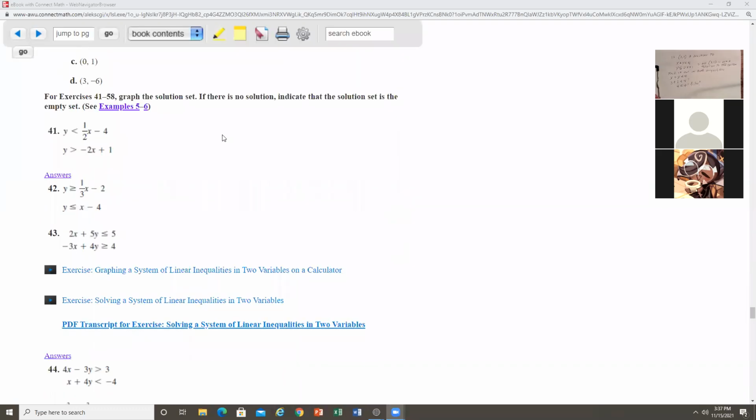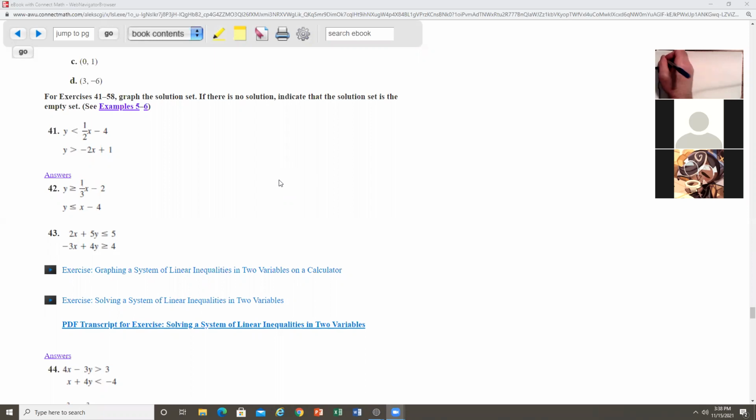Now, ladies and gentlemen, this is probably problem number 41. It says, graph the solution set of this system of two linear inequalities and two unknowns, x and y. We're going to try to graph the solution set. If there is no solution, indicate that the solution set is the empty set. How do you think we're going to do this problem?